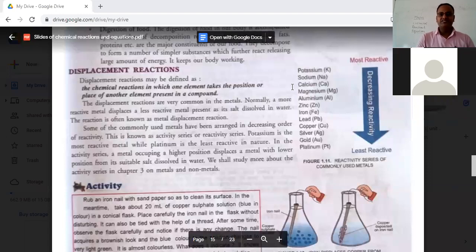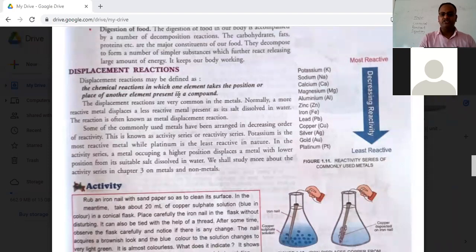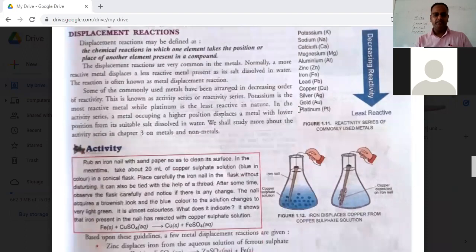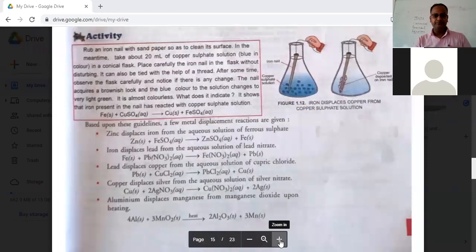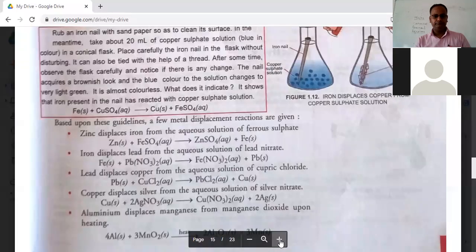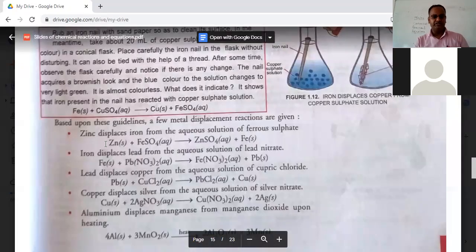Now students, once again I am telling you what a displacement reaction is. It is a chemical reaction in which one element takes the position or place of another element present in the compound, but who will displace depends upon the reactivity of that metal. For example, see, these are a few chemical reactions.